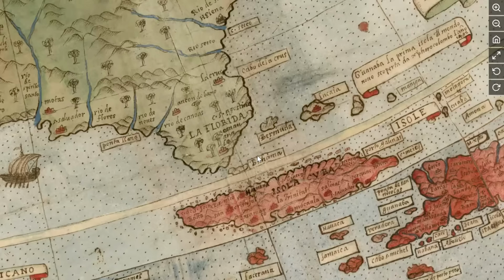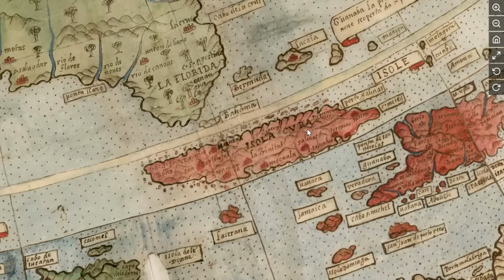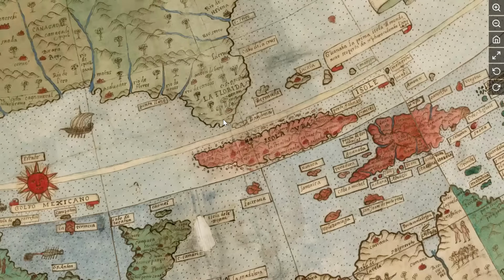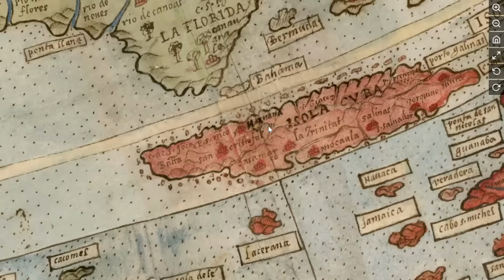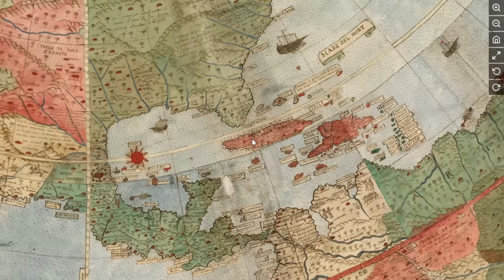Much more land. Cuba, much, much bigger than it is today. So again, does this mean we've lost land here and around here? And so these cities here are underwater. Is that the Bimini Road? Is that why we find cities underwater everywhere?